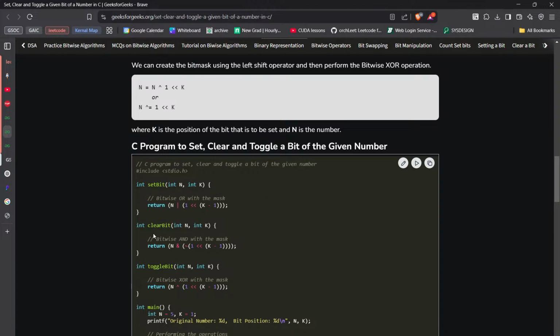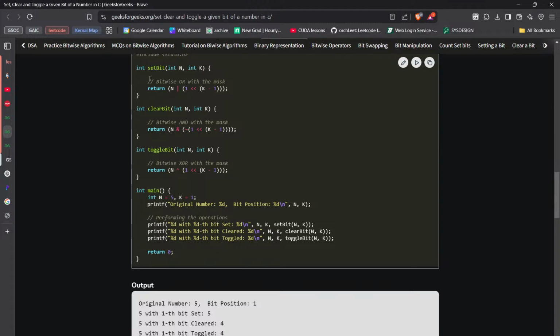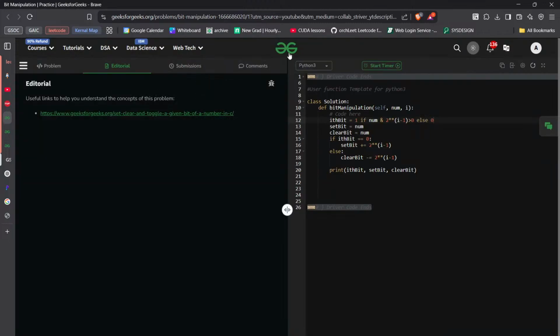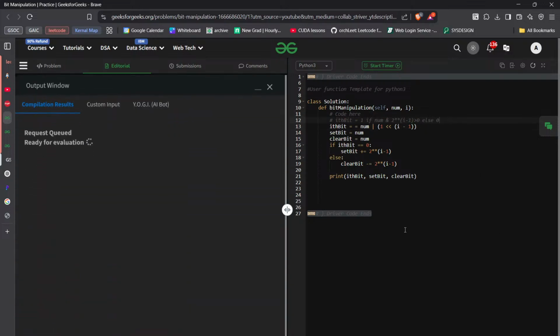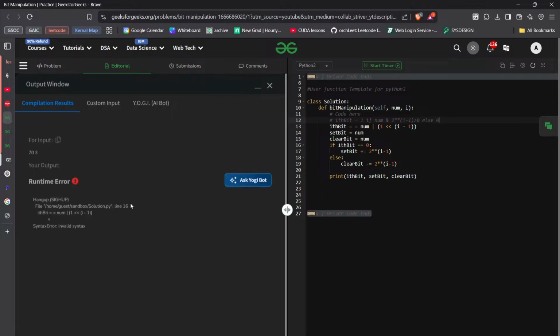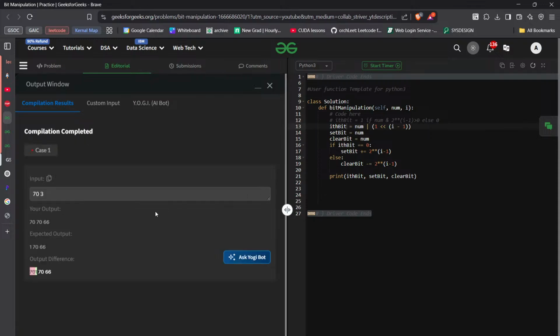Okay, so if we do OR of 1 and 1, but will it work for other cases? Instead of this I'll try this. The ith bit is equal to the number AND 1 left shifted by i minus 1. Output is 70.